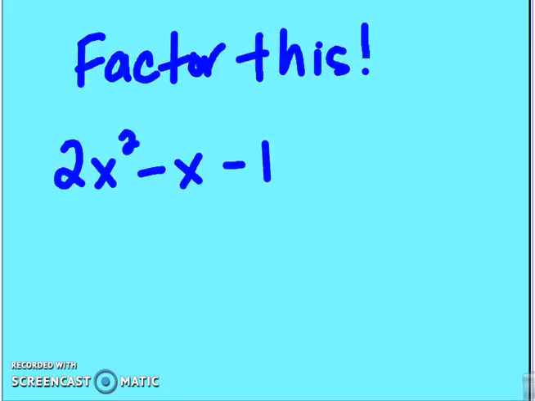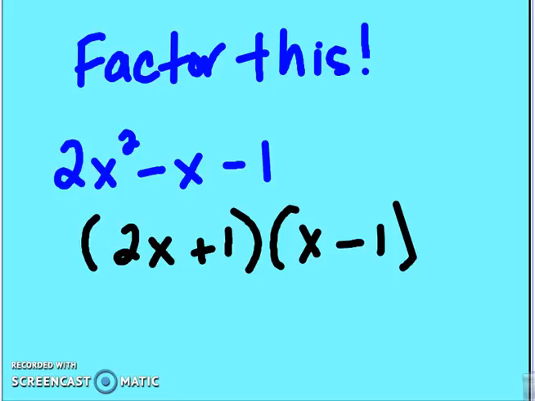All right, so I want you to take a moment and factor this quadratic, 2x squared minus x minus 1. You should get 2x plus 1 times x minus 1. That should be a pretty quick transaction for you. Please also remember, I'm not asking you to solve. There's no equation here. I'm just asking you to factor, so please differentiate between factoring and solving.